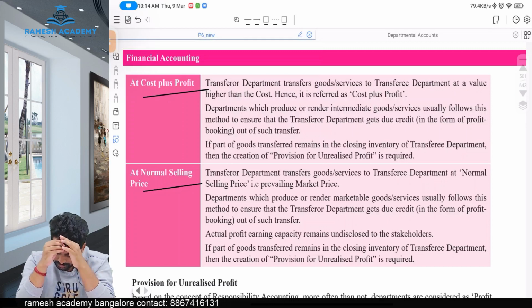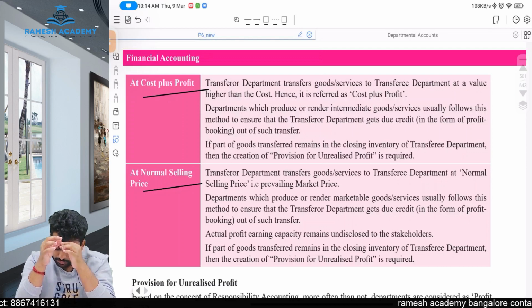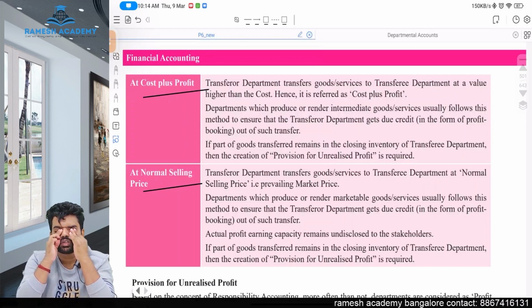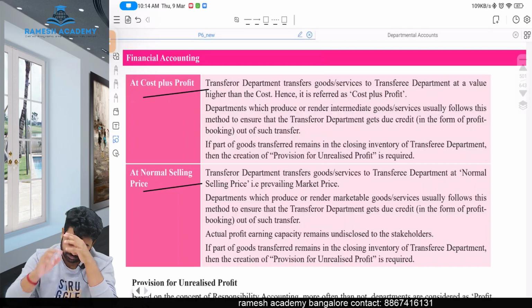Actual profit earning capacity remains undisclosed to the stakeholders. If profit on the goods transferred remains in the closing inventory of the transferee department, then the creation of a provision for unrealized profit is required. That is, the creation of a reserve for unrealized profit, your stock reserve, is required.